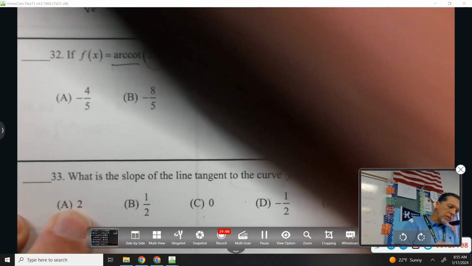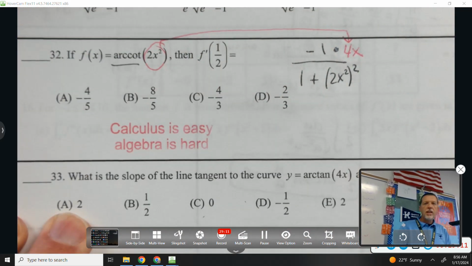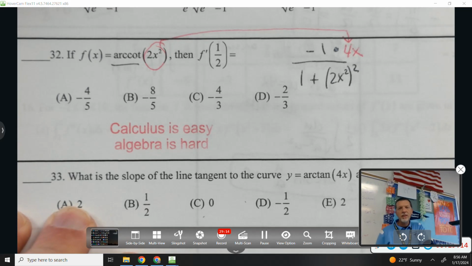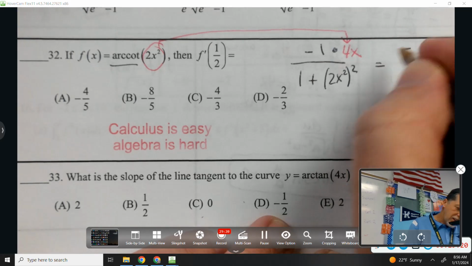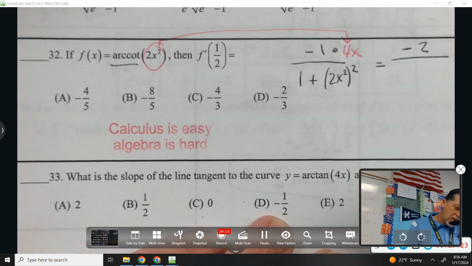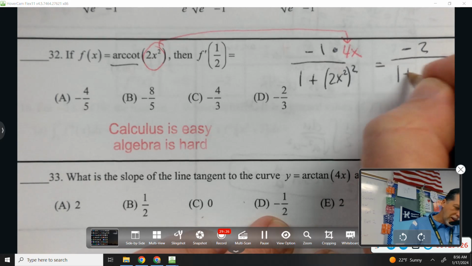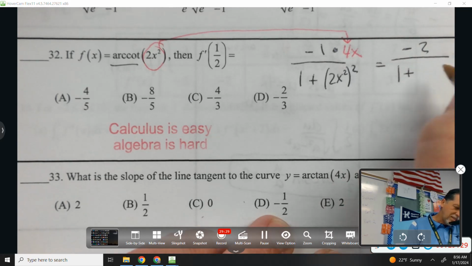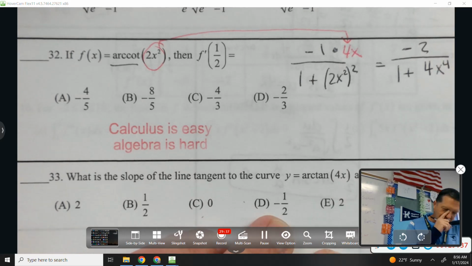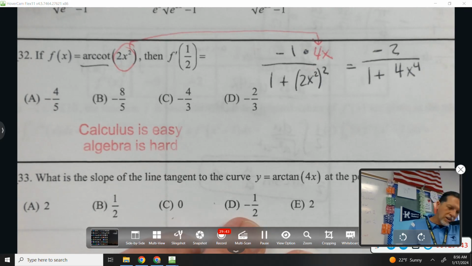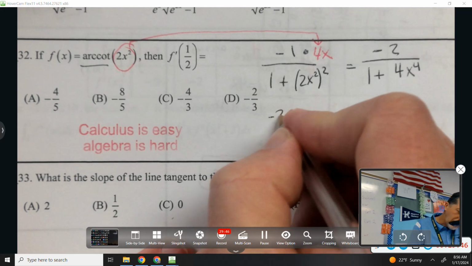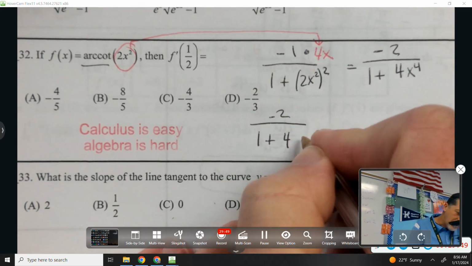Okay, I'm going to stamp this problem before I even get started on it. All right, the calculus is over. Now I just have to plug in 1/2 and keep everything straight. So negative 4 times 1/2 is negative 2. And in the bottom, 1 plus, what do I want to do first? Maybe that's the way to go. And then plug in the 1/2. Right? So I'm squaring the 2x squared, and then I'm going to plug in the 1/2. I don't know if that's the wise choice or not.